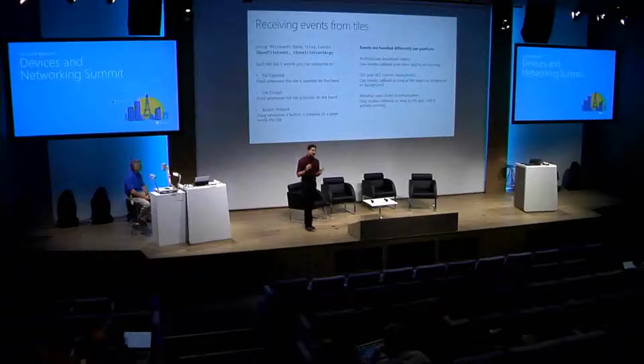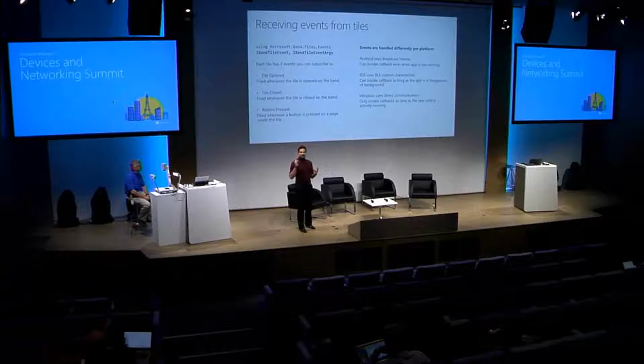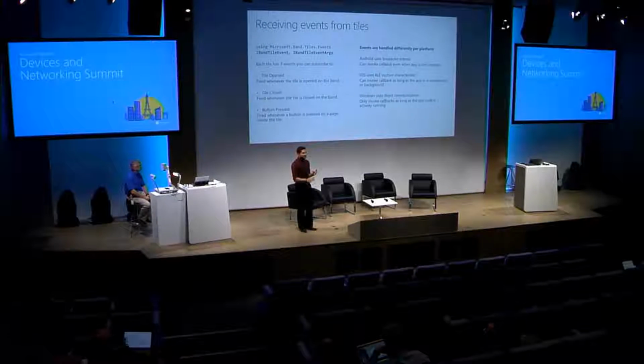And on Windows, we use direct communication. The way the Windows application model works is as soon as the application goes into the background, Windows actually aggressively suspends the app, and there is no way for a suspended app to be woken up. So you will only get your callbacks if the app is either in the foreground or if it is running in a long-running task in the background. So as long as the app code is actively running, you will get data back.